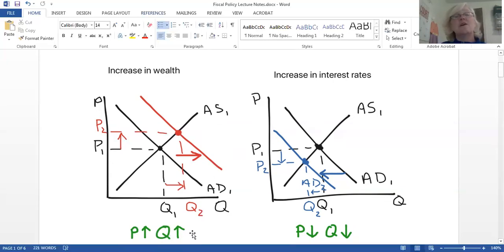Based on our model, the economists would say that when we have an increase in wealth, both our prices and our GDP would go up. That's actually demand pull inflation, right? Go back and look at what you remember from demand pull and cost push, and that's demand pull.